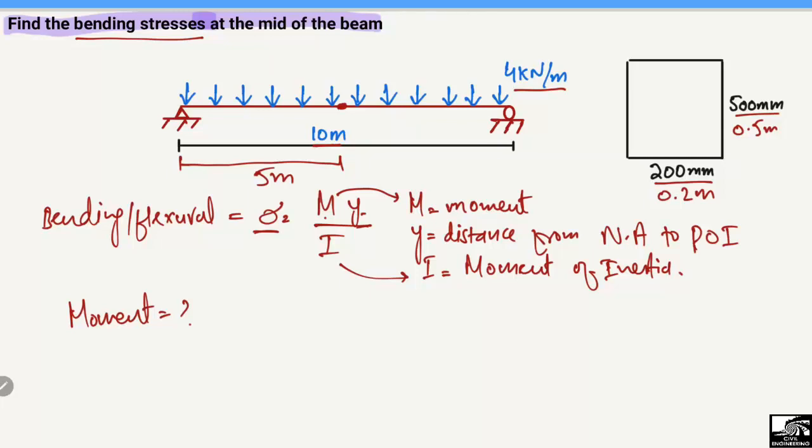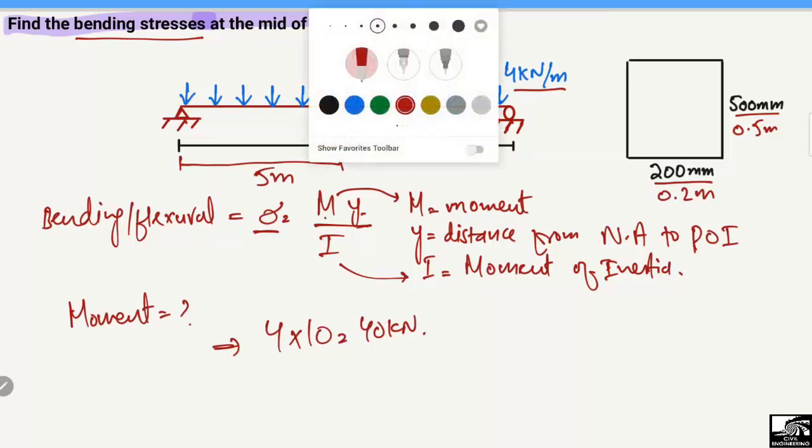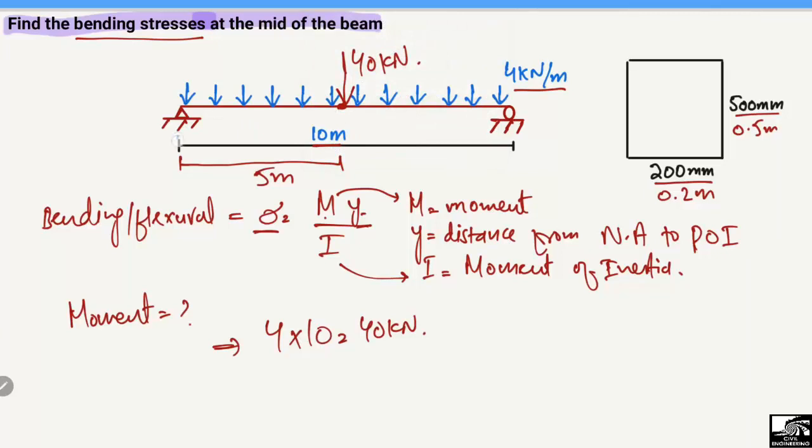So the 4 kilonewton per meter is the load and the 10 meter is the total length. So the total load acting on the beam is, if you multiply 4 by 10, 40 kilonewton, and this load will act at the center of the beam. Now this 40 kilonewton will be equally distributed between the two supports because it is acting at the midpoint. So half load will be taken by this point A, and half load will be taken by B. So RA comes out to be 20 kilonewton, and RB is also 20 kilonewton.